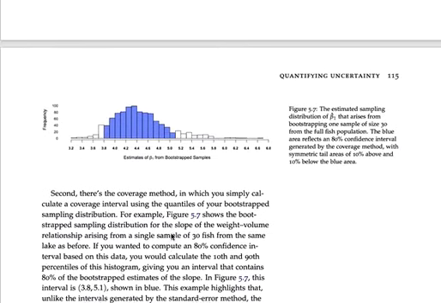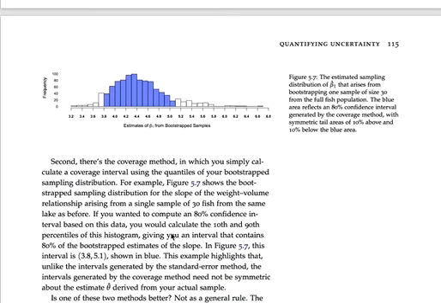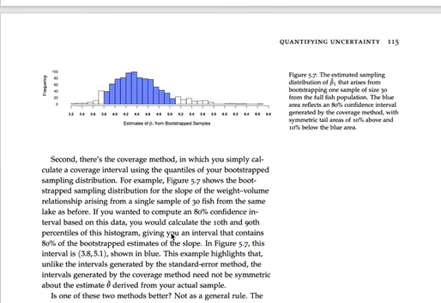The second way is called the coverage method. Okay, and this has a very simple recipe. We've got our bootstrap sampling distribution right here, and to be specific, this is the answer that we get for our sampling distribution of the slope for the fish example before, when we take one sample of size 30 and we bootstrap that sample in order to approximate the sampling distribution. So now we could use this to form a range of plausible values just by forming a coverage interval of these numbers right here.